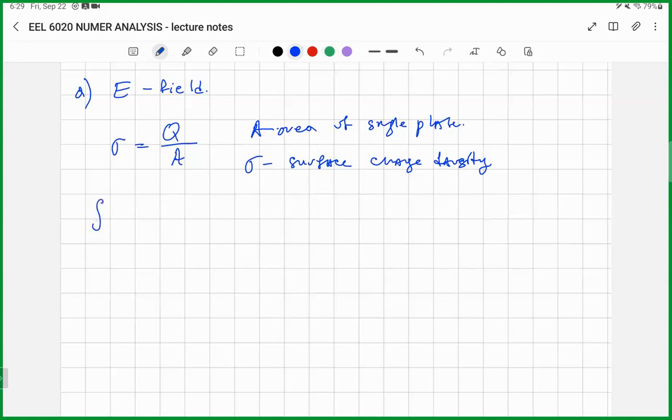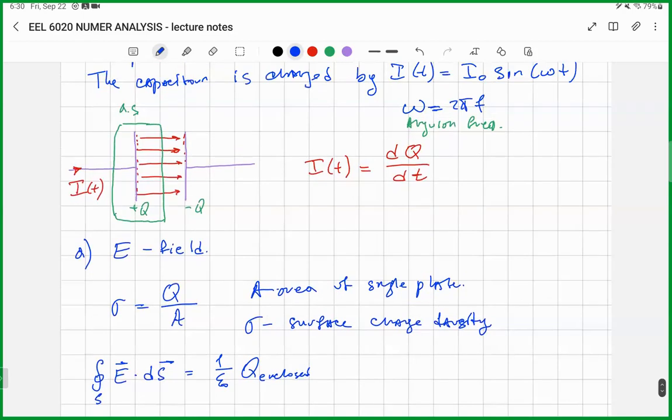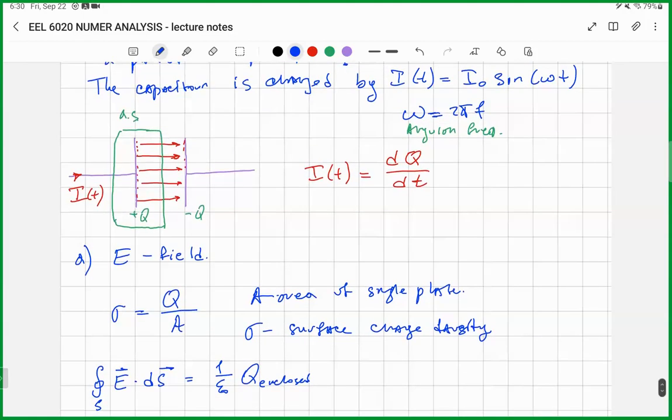Okay. And for this surface, we write down the Gauss law. So the integral of electric field times dS, let's use the same letter dS, is equal to 1 over epsilon 0 times Q on a single plate, so the Q enclosed in this auxiliary area. Q enclosed. Okay, so for this geometry, the electric field is assumed to be zero outside.